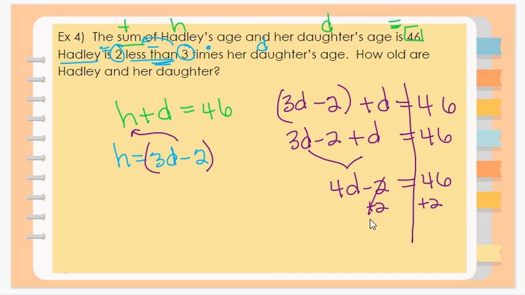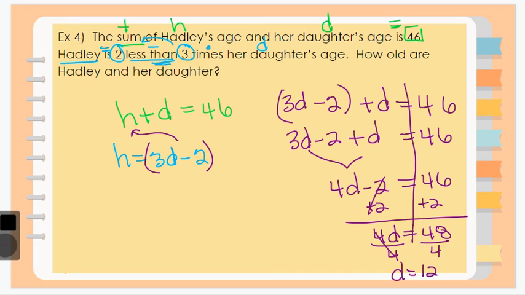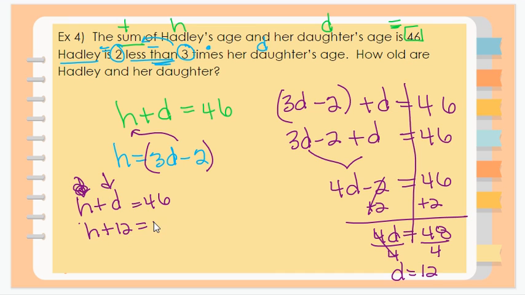Add 2. So we get 4D equals 48. Divide by 4. And now we know the daughter, D, is 12. Now that we know the daughter's age, we can plug it back in and solve for Hadley's age. So we have H plus D equals 46. I'm going to take that 12 and plug it in here. H plus 12 equals 46. So we're going to subtract 12, and we get that Hadley is 46 minus 12, which is 34.